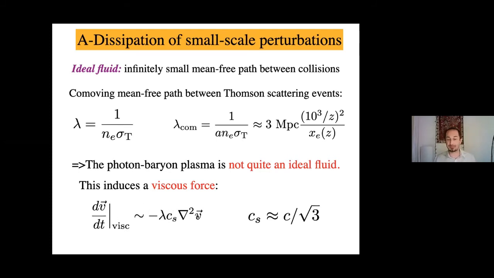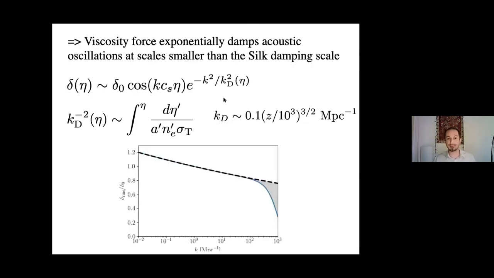This viscous force does two things. Now, I didn't write this equation here, but if you wrote the full fluid equations, you also have the pressure term. And if there was no viscous force, the solution would be acoustic oscillations. Now, if you add this viscous force, you will have these acoustic oscillations, and you will have some damping of them. You can obtain the solution by using, for example, a WKB approximation. And the scale that comes in here is called the Silk damping scale. It is basically an integral over conformal time of one over this comoving mean free path.